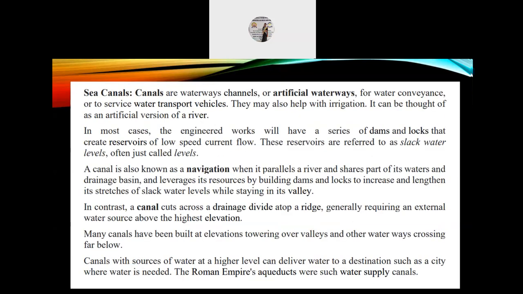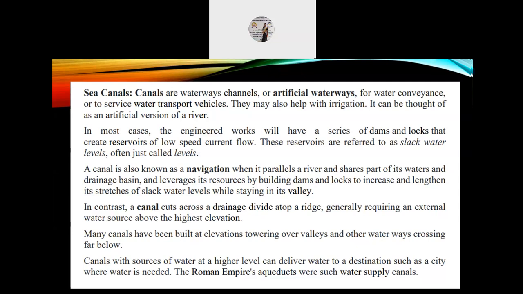Next, sea canals. Canals are waterways, channels or artificial waterways for water conveyance or to service water transport vehicles. They may also help with irrigation. It can be thought of as an artificial version of a river. In most cases, the engineered works will have a series of dams and locks that create reservoirs of low-speed current flow. These reservoirs are referred to as slack water levels, often just called levels.